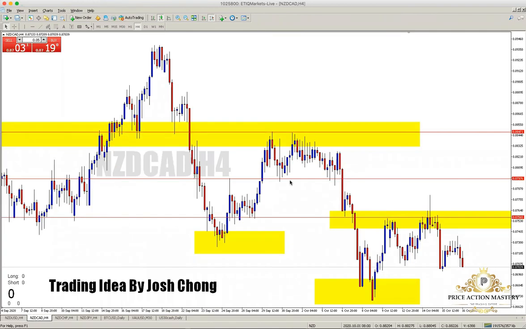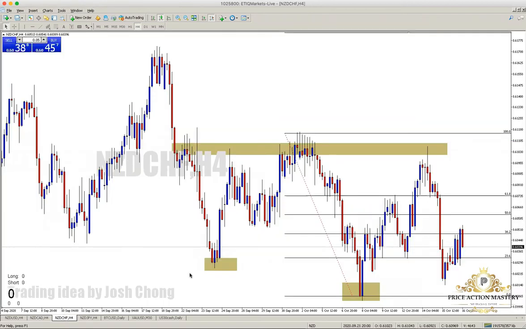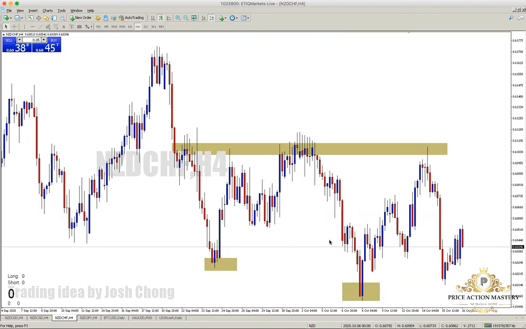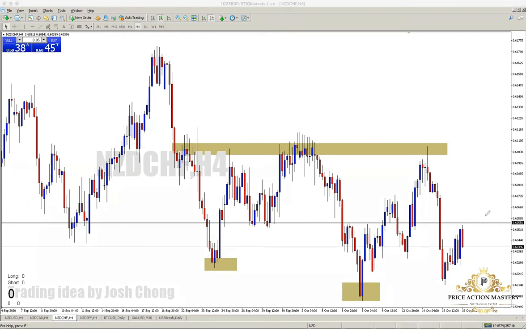The next will be New Zealand CAD, which is still in downside exposure. I've been waiting for it to retrace to this key line, and I'm seeing a short position area. The next will be New Zealand CHF, basically also the same thing. Key line over here, so over here we can wait for a banker sign, then we go for it.